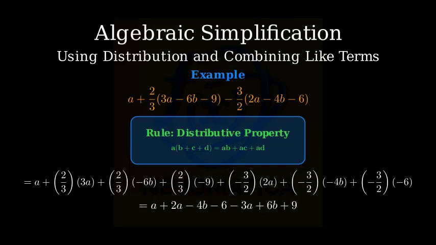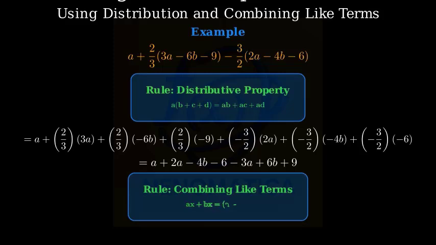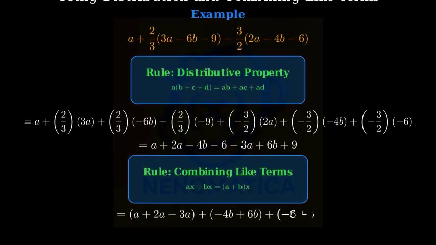Now that we've distributed the coefficients, our next step is to group and combine like terms. We'll use the property of combining like terms, which allows us to add or subtract terms with the same variables. Let's rearrange our expression to group the like terms together. We have a plus 2, a minus 3, which are all a terms. Then we have negative 4b plus 6b, which are all b terms. And finally, we have negative 6 plus 9, which are constant terms.